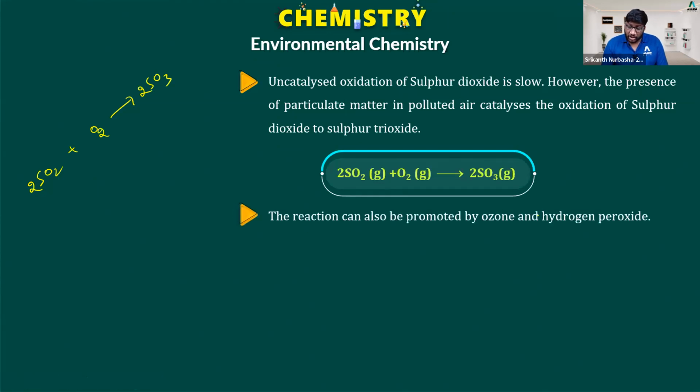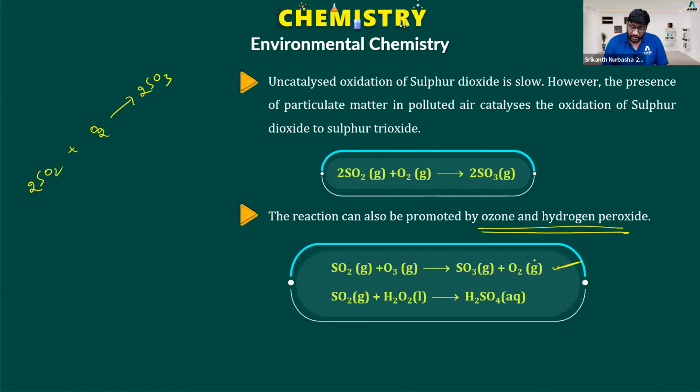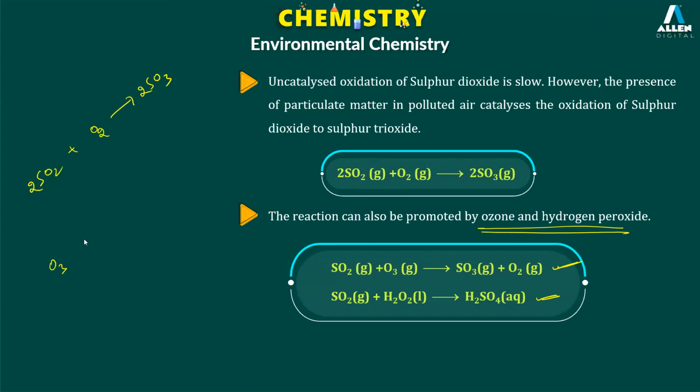The reaction can also be promoted by ozone and hydrogen peroxide. O3 reacts with SO2 to form SO3, and O2 is released. SO2 can react with H2O2 to form H2SO4. O3 is a very good oxidizing agent or reducing agent? Oxidizing. It will try to oxidize something else.